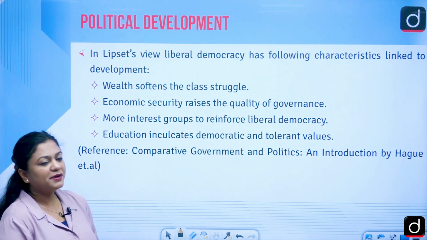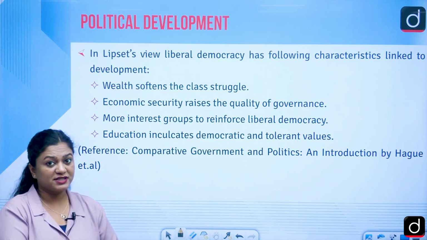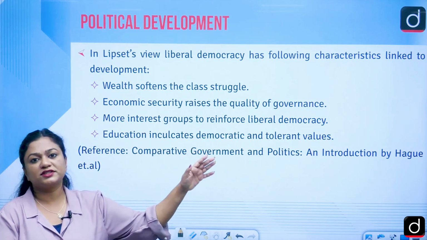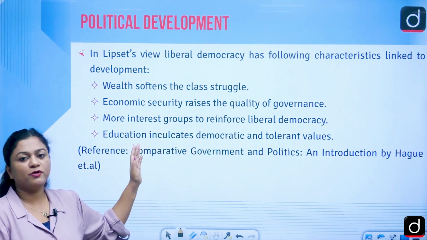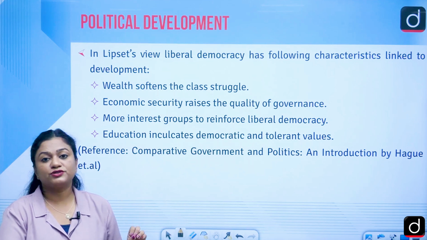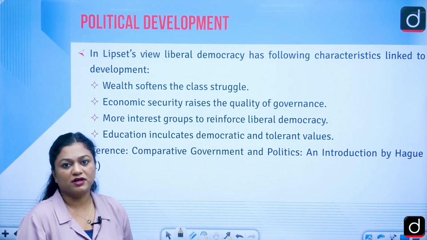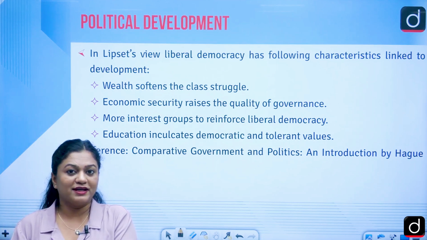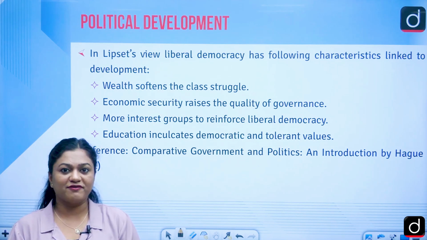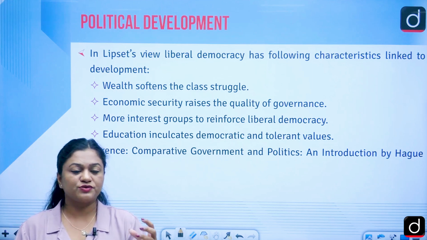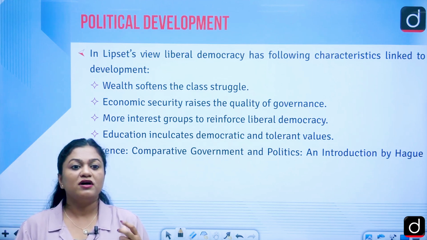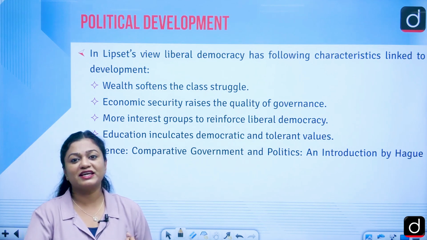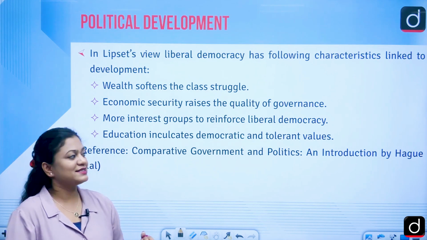Lipset's view on liberal democracy is linked to political development. Let's find out how he has given the characteristics of liberal democracy. First point is that wealth softens the class struggle. According to Lipset, when people have access to resources and wealth, it reduces the class struggle, and so it reduces the chaotic situation in the society.